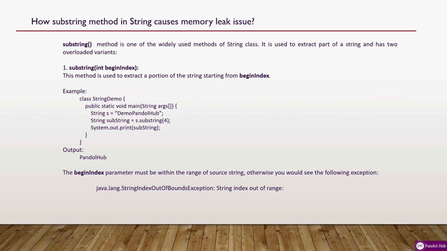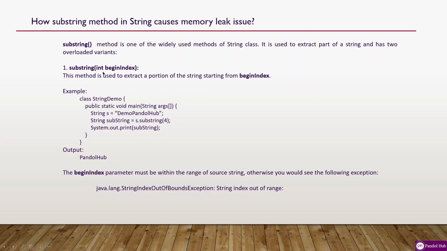So how does the substring method in string cause a memory leak issue? The substring method is one of the widely used methods of the string class. It is used to extract part of a string and has two overloaded variants. As the word represents, it is used to extract a part of the source string. The two variants are two methods of substring with different parameters.